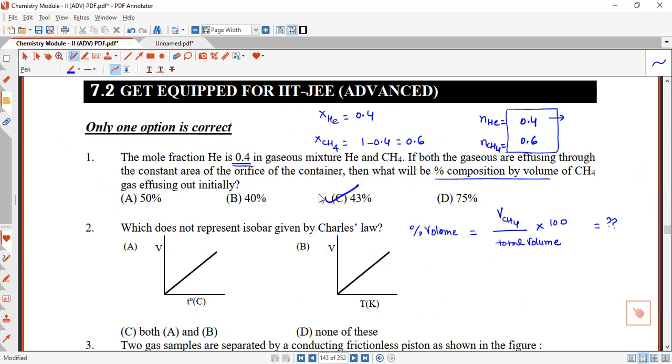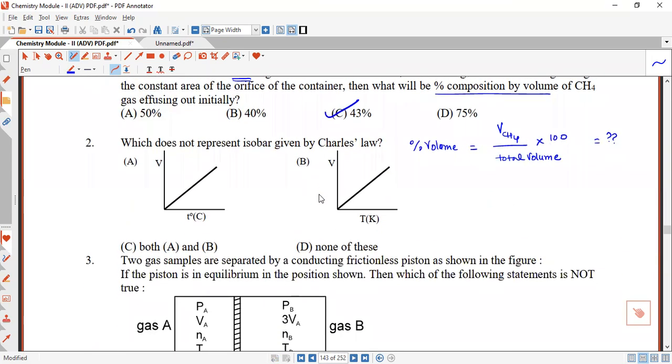Okay, now question number 2: which does not represent an isobar given by Charles law. So you just have to check Charles law over here. You can directly see over here it is degrees Celsius, so it is not going to be from the origin, right? 0 degrees Celsius means 273 Kelvin. So this is going to be wrong. This is the wrong graph.